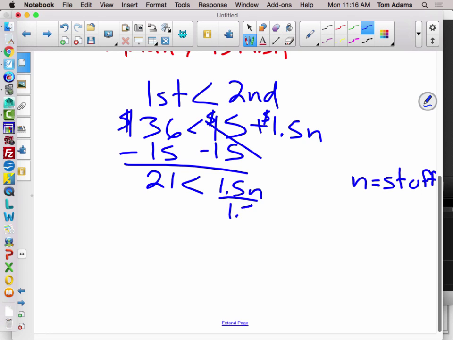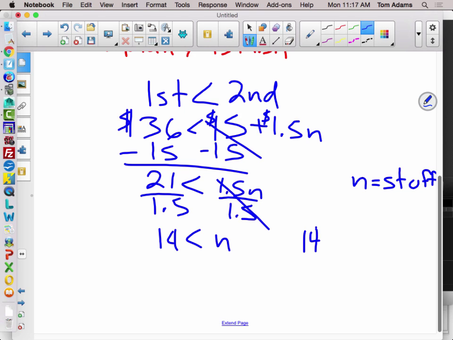Divide both sides by 1.5. This cancels. And yeah, I think you're right. 14. Now, what are we saying there? Mr. Adams wrote it on the board kind of backwards on purpose. Yes. Well, you'd have to rent more than 14. Okay.